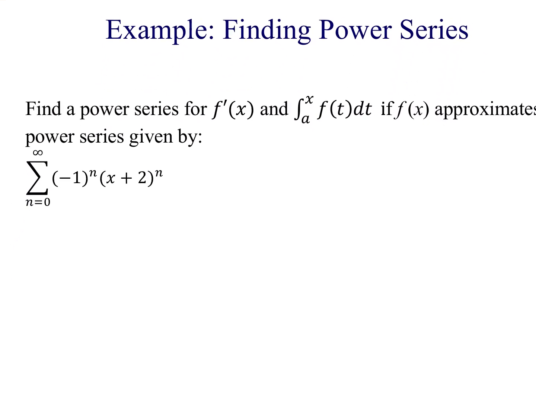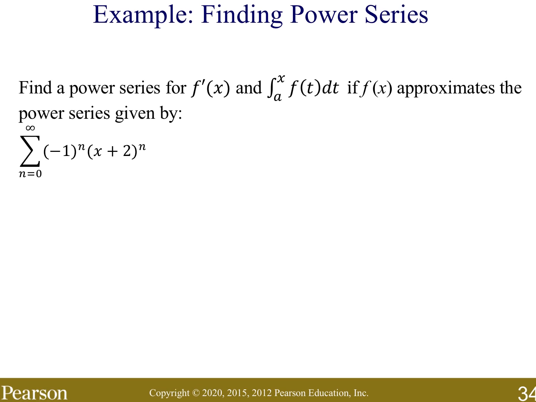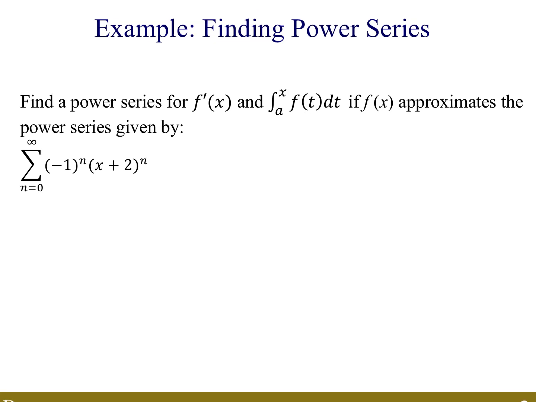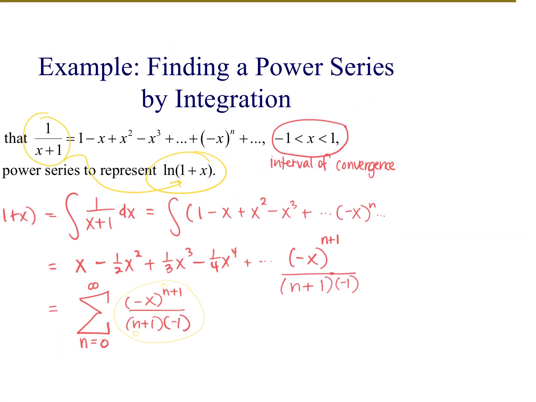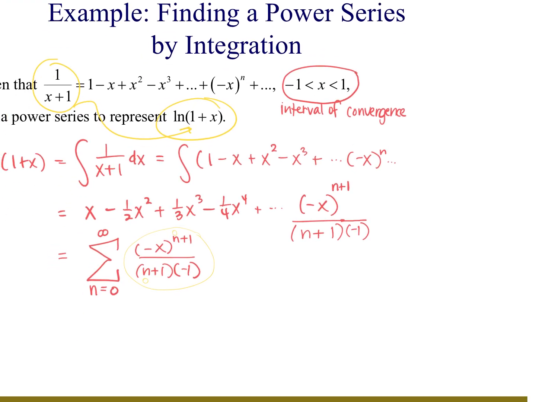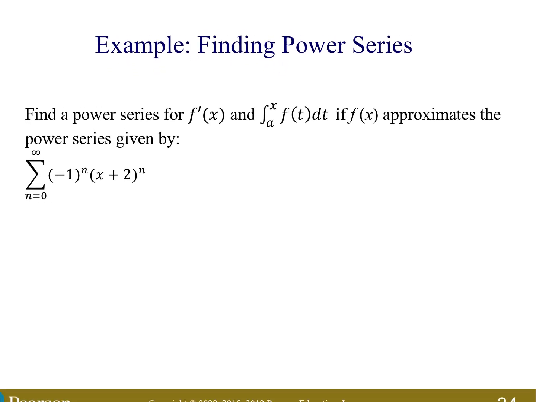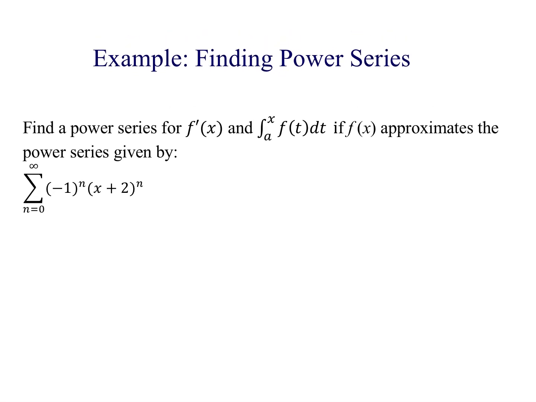Okay, let's try another one here. Find both. Find both, yeah. Will it tell us that it converges, or? It's implied that it converges by the fact that we got an interval of convergence. Okay. All right, find a power series for both f prime and the antiderivative of f of t if we're given this power series here.